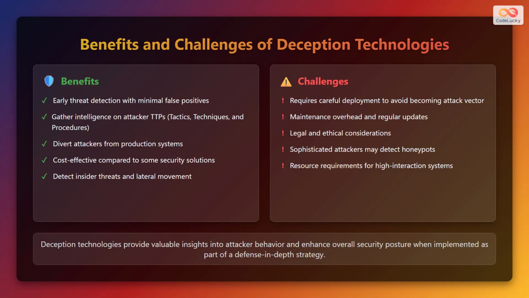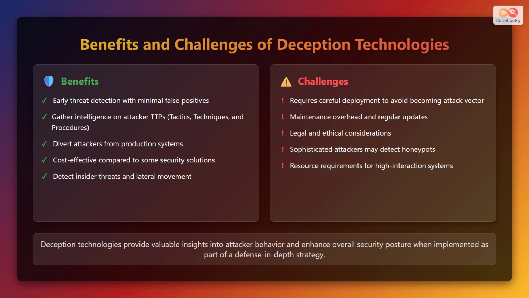Let's wrap up by looking at the benefits and challenges of using deception technologies like honeypots and honeynets. Some of the benefits include early threat detection with minimal false positives, gathering intelligence on attacker tactics, techniques, and procedures, diverting attackers from production systems, cost-effectiveness compared to some security solutions, and detecting insider threats and lateral movement.